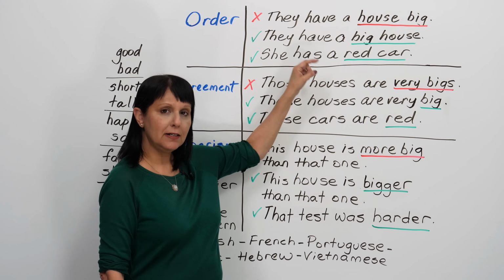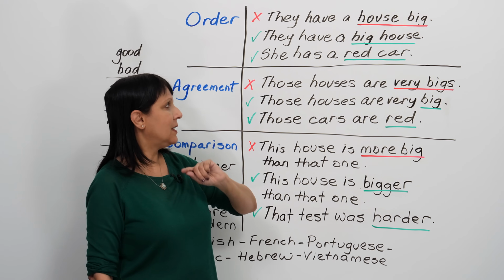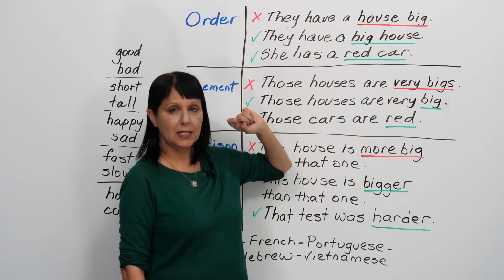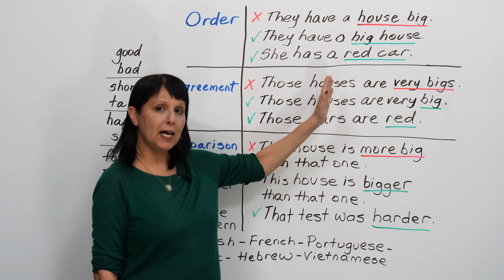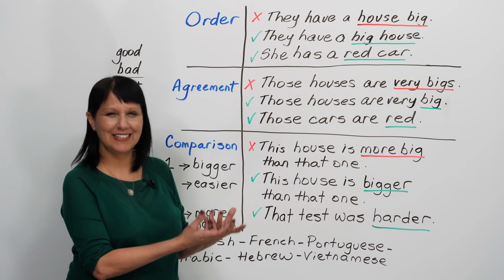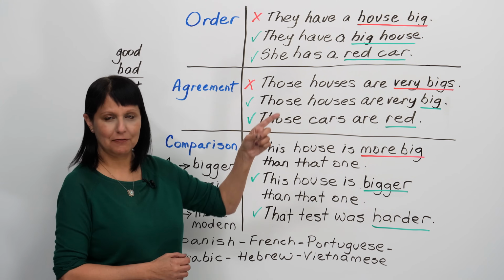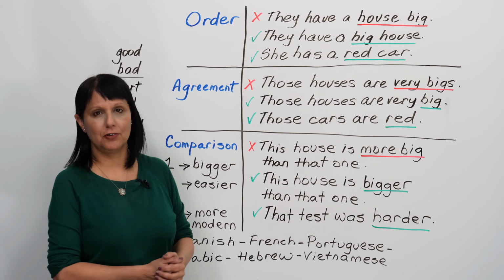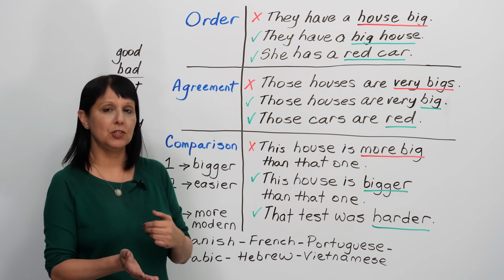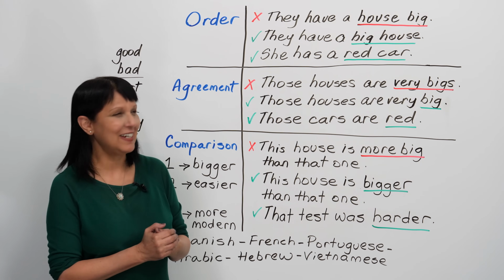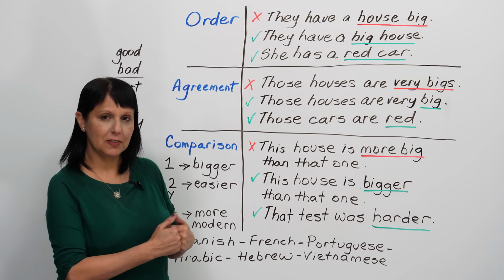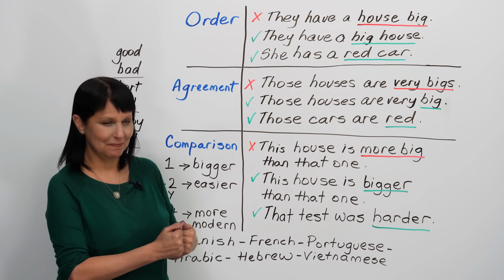He has a red car. So in all of these cases, big was the adjective, red was the adjective, and all of these adjectives in English have to come before the noun and not after, as in many other languages. All right? So be especially careful of that if your language has the reverse order. Okay? Keep the order this way, with the adjective, generally speaking, before the noun.